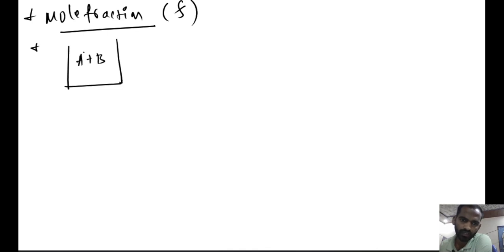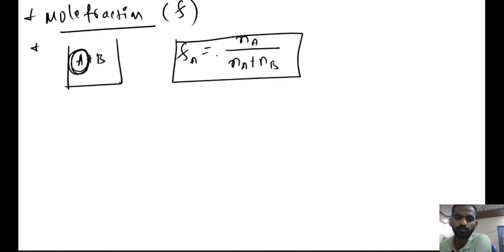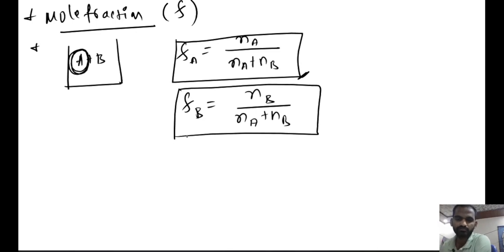Now I want to find the composition of A only. Mole fraction of A is equal to number of moles of A by total number of moles of A plus total number of moles of B. So this is called mole fraction. Mole fraction of B is number of moles of B by number of moles of A plus number of moles of B. So this is mole fraction of B component.